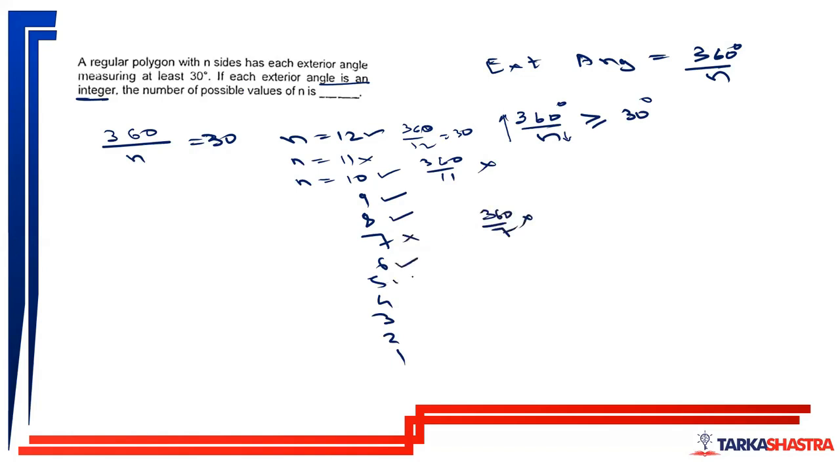360 by 6 will work. 360 by 5 is an integer. 360 by 4 is an integer. 360 by 3 is also an integer. Now here n is equal to 2 means it is a two-sided figure. What is a polygon? Polygon is an n-sided closed figure. Can you have a two-sided closed figure? No. So if this cannot be a polygon, no point in calculating the exterior angle. So n is equal to 2 will not work. Similarly, n is equal to 1 will also not work. Why? Because a one-sided closed figure you cannot have. These two are not polygons at all.